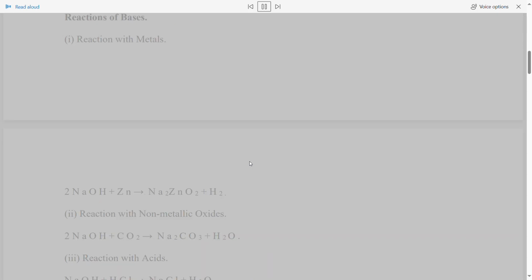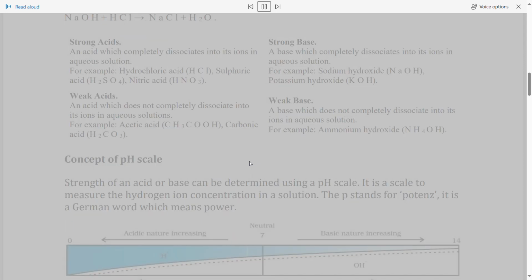Reactions of bases. 1. Reaction with metals: 2NaOH plus Zn gives Na2ZnO2 plus H2. 2. Reaction with nonmetallic oxides: 2NaOH plus CO2 gives Na2CO3 plus H2O. 3. Reaction with acids: NaOH plus HCl gives NaCl plus H2O.